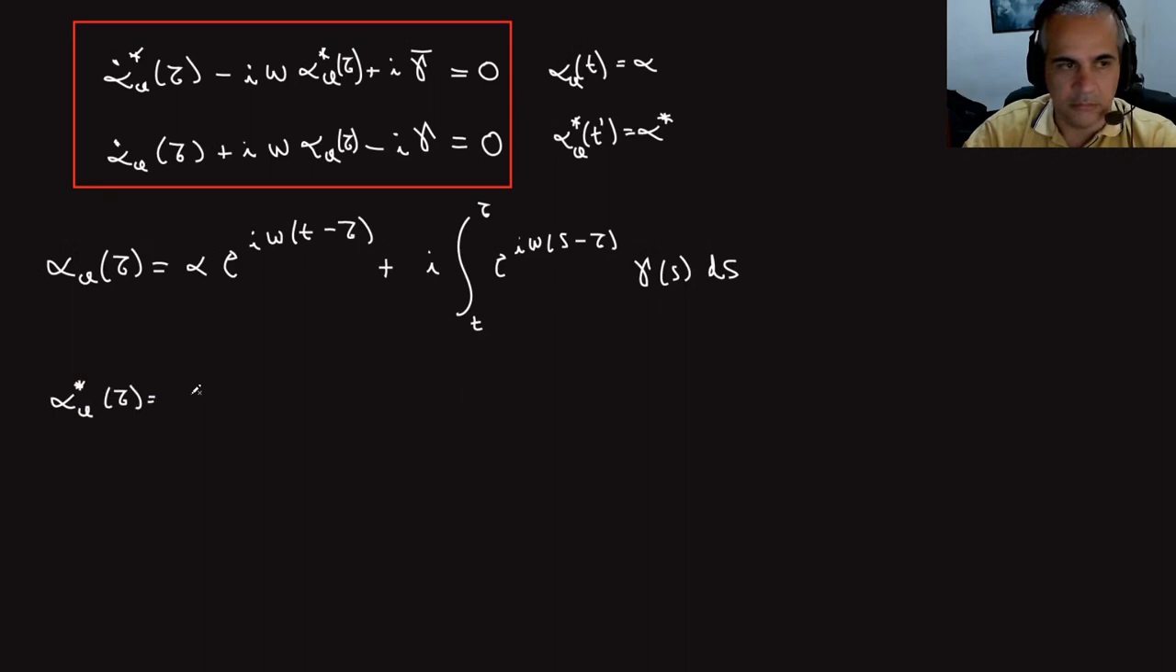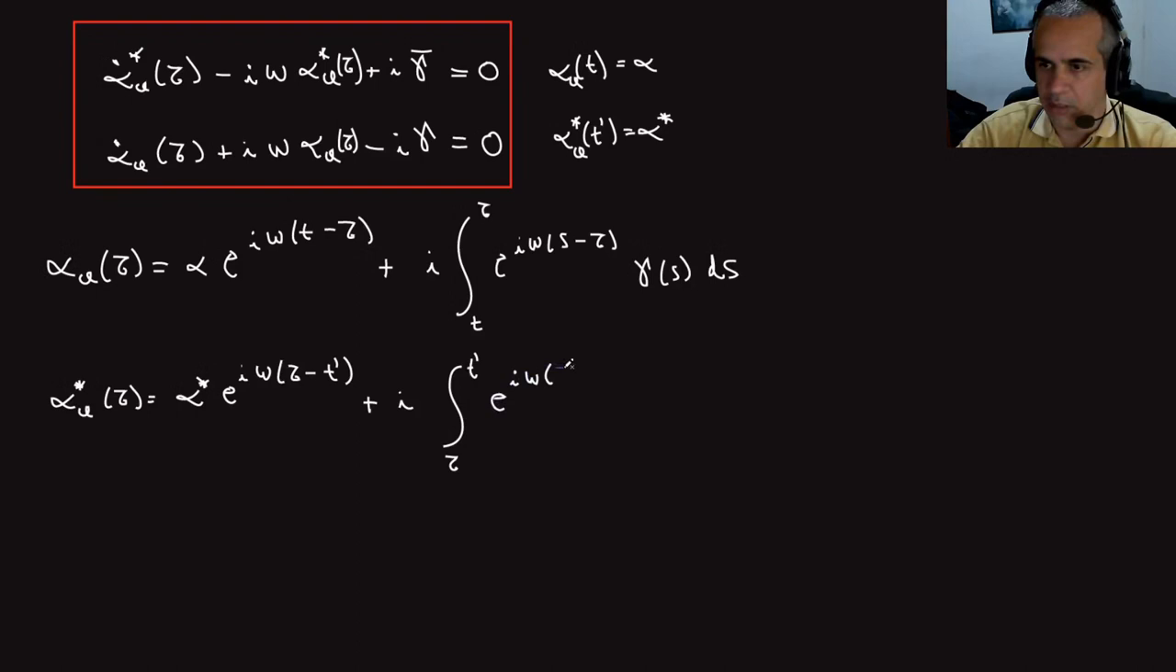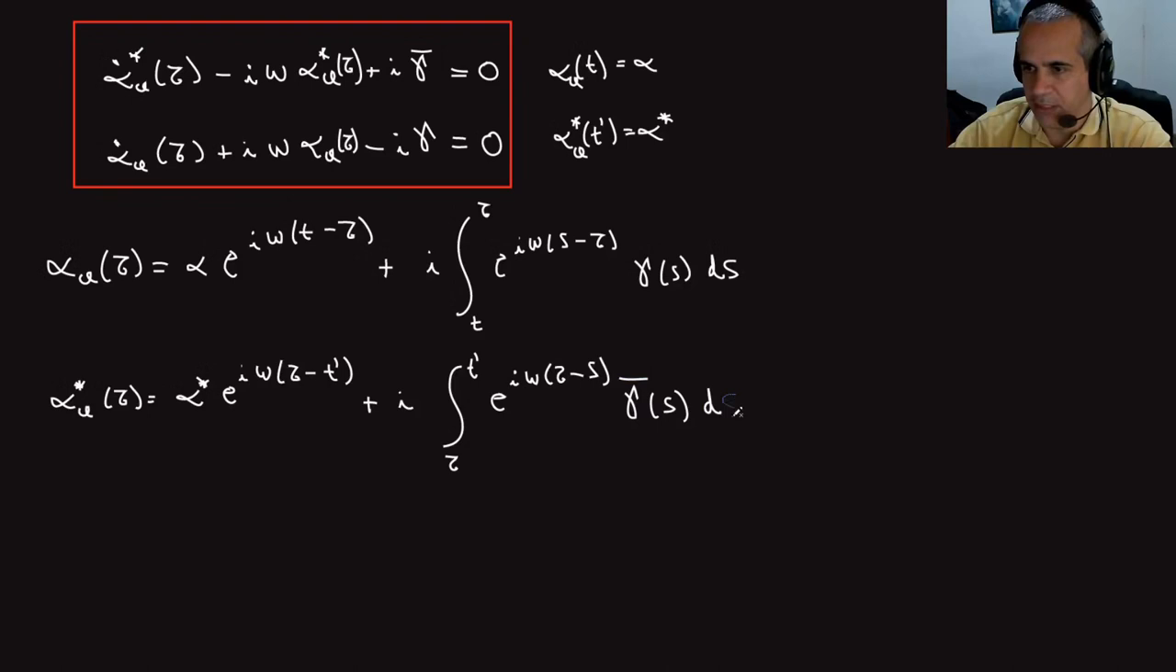And the solution for alpha star classical of tau is alpha star exponential i omega (tau minus t prime) plus i integral from tau to t prime of exponential of i omega (tau minus s) gamma bar of s ds. So these are the two solutions. Let me box these.